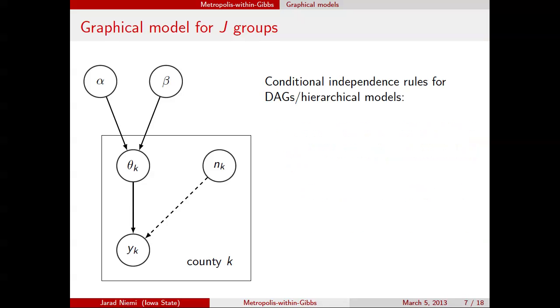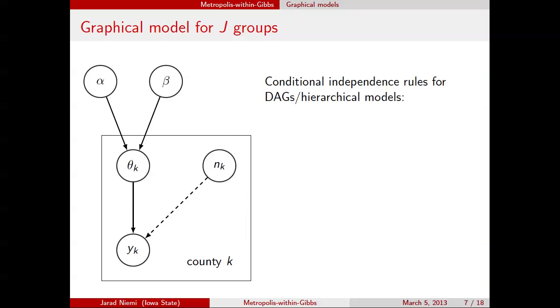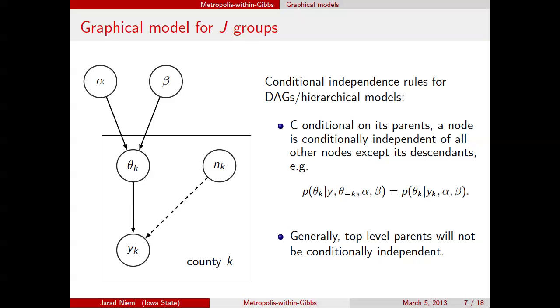When we derive this full conditional, the full conditional for alpha depends on beta, and the full conditional for beta depends on alpha. So mainly the point here is that when you're thinking about the top-level parents, they're not going to be conditionally independent. Generally, sometimes you can get them to be independent, and there is a whole graphical model theory about when they would be independent.